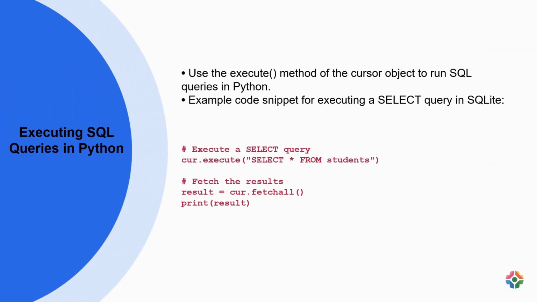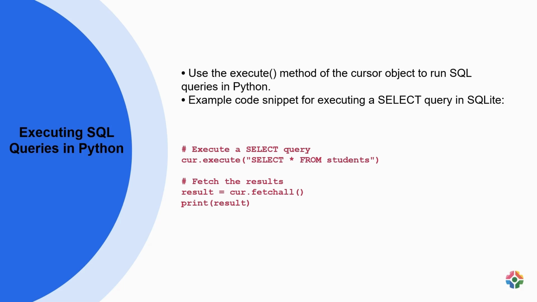The execute method of the cursor object is used in Python to run SQL queries. To execute a select query in SQLite, you first call the execute method on the cursor object with the query as an argument. Then, you can fetch the results using the fetchall method and store them in a variable. Finally, you can print or use the results as needed.